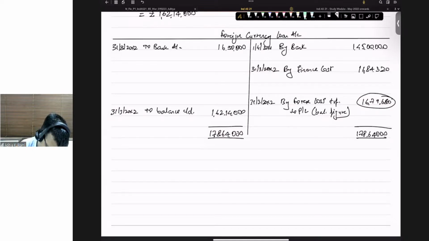All these figures I have converted based on Ind AS 21 principles. The underlying foreign currency balances I have followed Ind AS 109 principles.